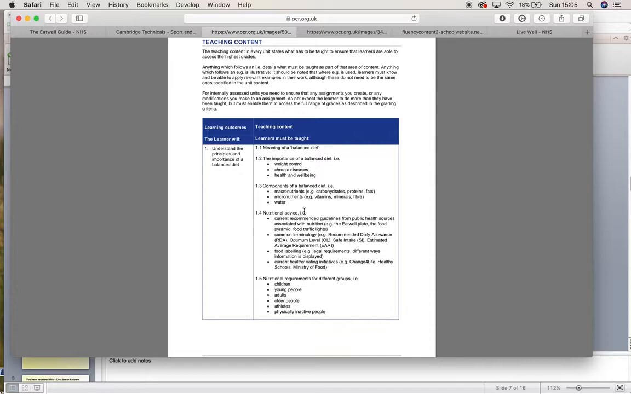Nutritional advice. Here we go. I know one of you has talked about food labelling. Great, but you've got to reference it. Where did you get that information from? So it's there. The components of a balanced diet. It's there. Look at it.